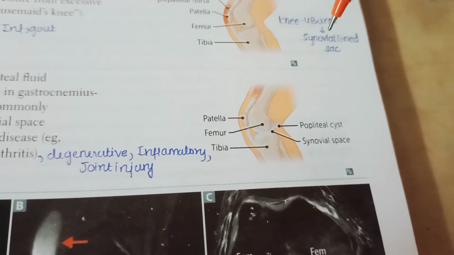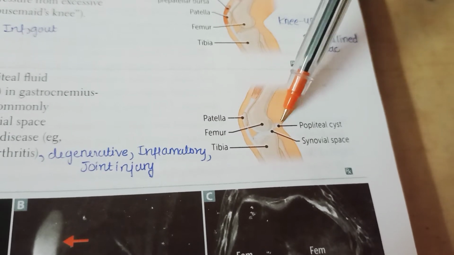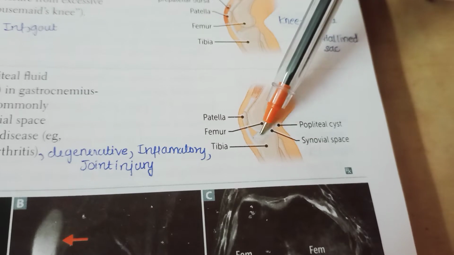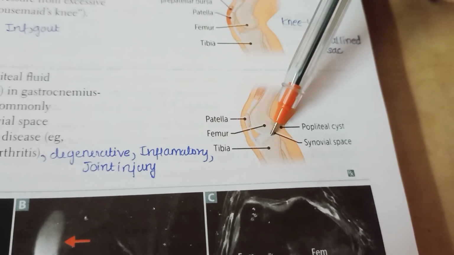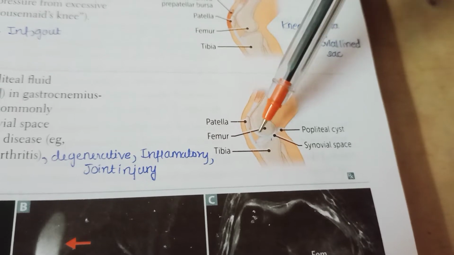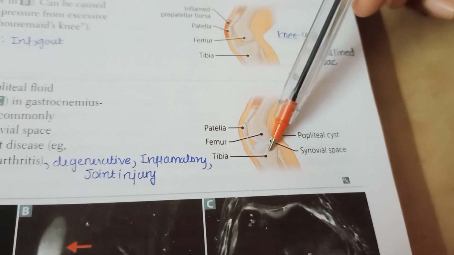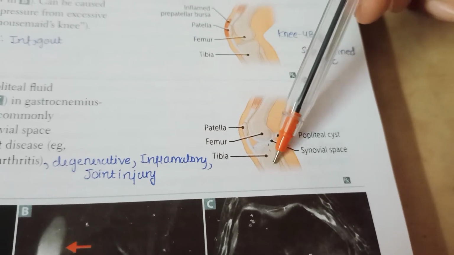Okay, so this popliteal cyst, if it becomes enlarged, that is called Baker's cyst, and as it is in connection with the synovial space, it may also lead to chronic joint disease like osteoarthritis because it will lead to inflammation of this place also, and also it may lead to rheumatoid arthritis, degenerative inflammatory joint injuries.